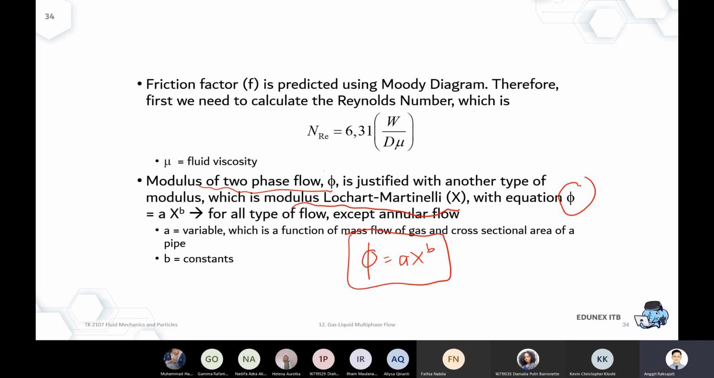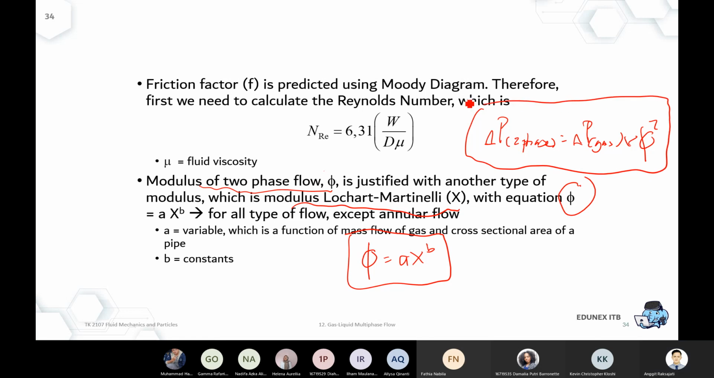Because of the previous calculations, the delta P of two-phase equals delta P gas times phi squared. I will say that this is a generic equation. So this is actually a generic equation for a two-phase flow.